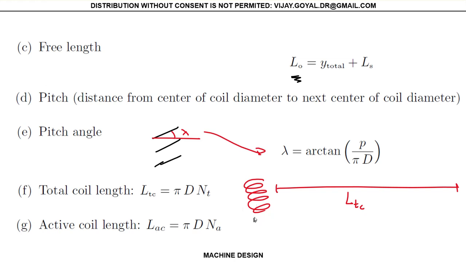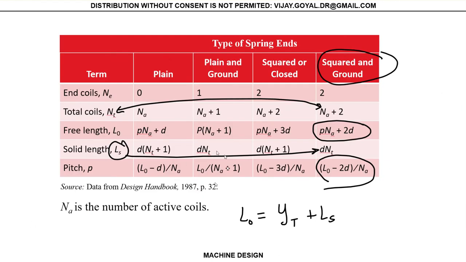Okay, active coil length, well, it depends on Na. That will be how much, maybe only this portion of your coil is going to be active. The rest goes to your end fixity. Okay, so this is L_A coil. Okay, this again goes back to this table that I just discussed with you.